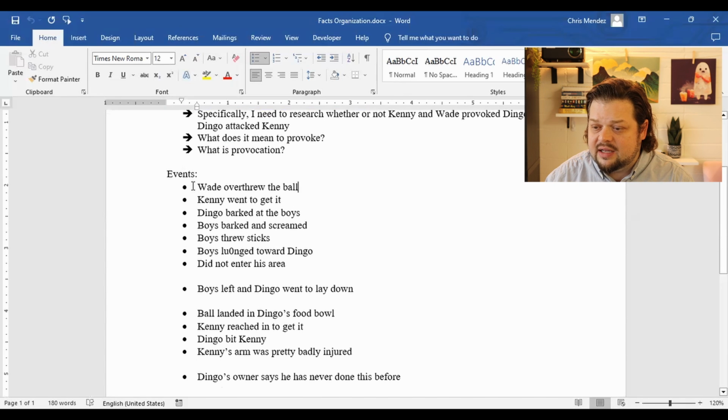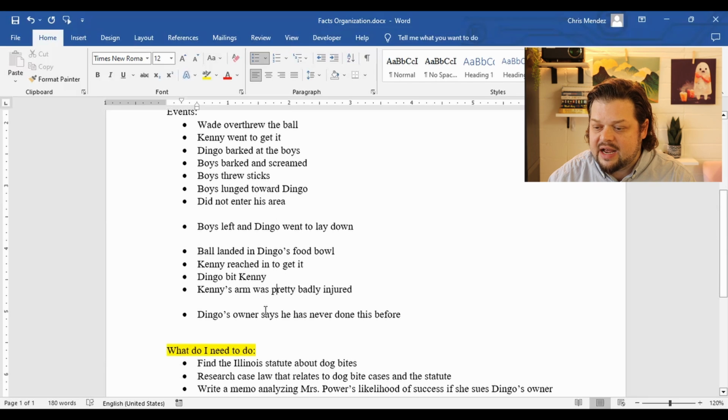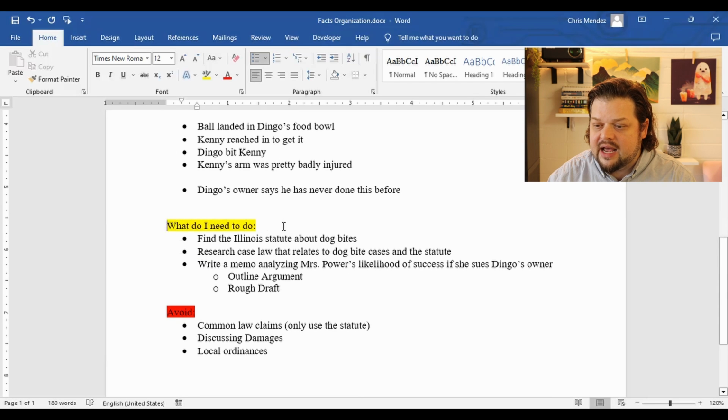So here I just outline the events in order as far as what happened. As we'll see, what happened between the boys and the dog is how we determine whether or not the dog was provoked. So we have all of those laid out for us. And then I laid out for myself, what do I need to do? First thing I need to find is that Illinois statute about dog bites. When is an owner liable when a dog bites somebody? And we need to research cases that are going to interpret that statute.